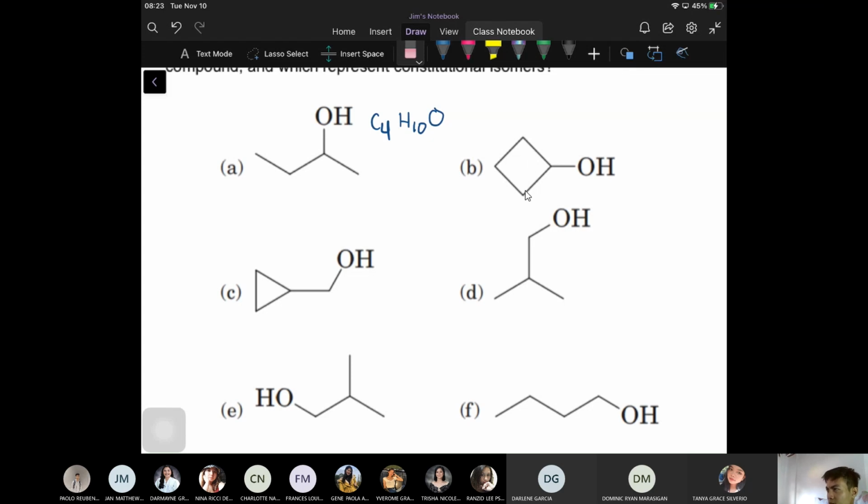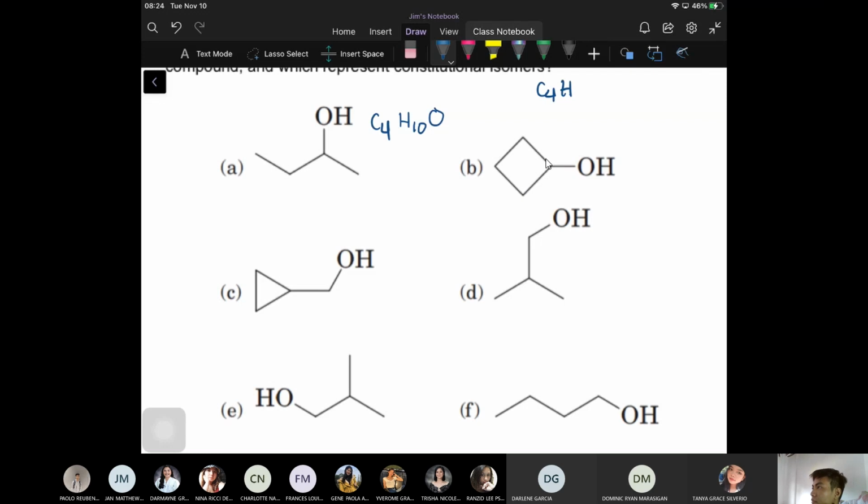So, let's try this one. Letter B. Ilang carbon yan? 1, 2, 3, 4. 4 na carbons. Next one, ilang hydrogen? Again, check mo yung ating atoms kung ilang bonds na yung meron sa kanya. So, ito, may 2 bonds na. Ito, pati ayon. So, ibig sabihin, dalawang hydrogen yung pwede dyan. Same as this one. Okay? Pare-parehas yung tigda-dalawang hydrogens. Kasi may dalawang bonds na yung iyong carbon atoms.